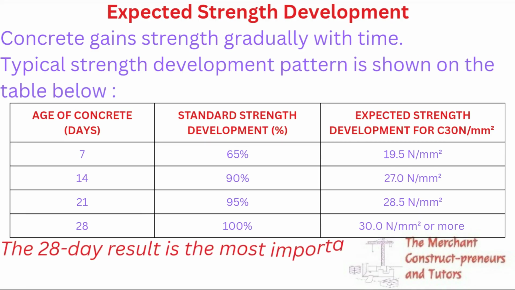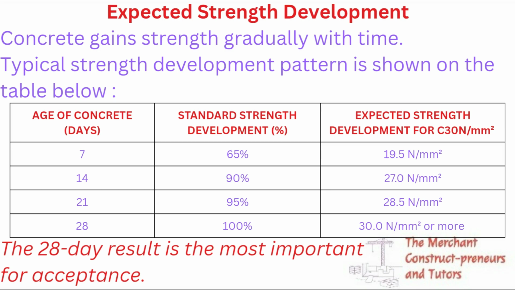Now, the expected strength development from research. Concrete gains strength gradually with time. A typical strength development pattern is shown in the table. We have the age of concrete, the standard strength development, and the expected strength. For 7 days, the standard strength the cube is supposed to have is 65%. For 14 days, 90%. For 21 days, 95%. For 28 days, 100%. You're using C30 as a constant.